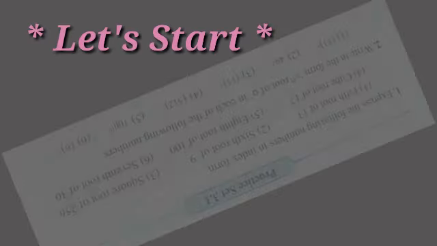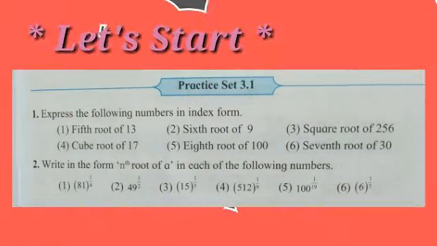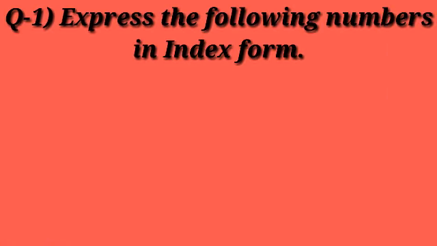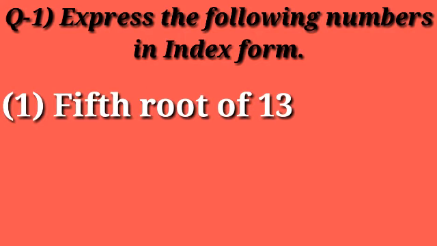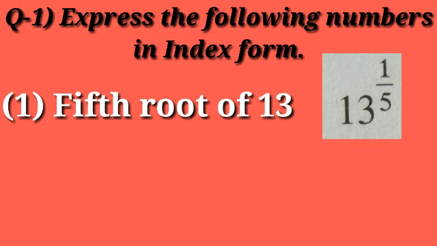Now let's start practice set number 3.1. Here our first question is, express the following numbers in index form. The first number is the 5th root of 13. If you read the question carefully, then you know that 13 will be the base and the 5th root is the index number. So how will you write it? 13 is the base and 5th root means give the bracket to 13 and the index is 1 upon 5.